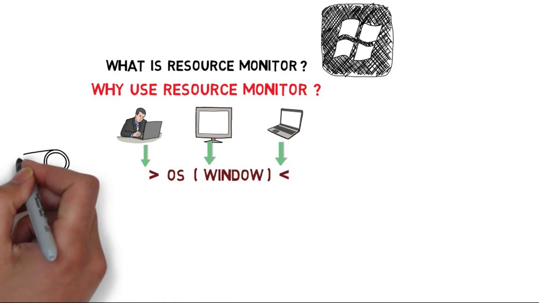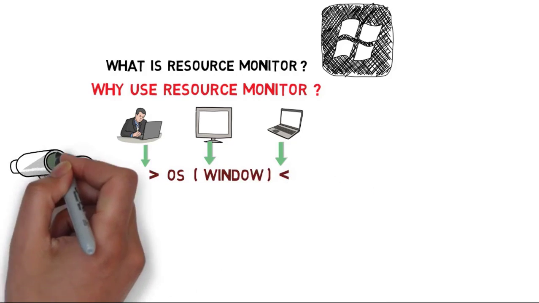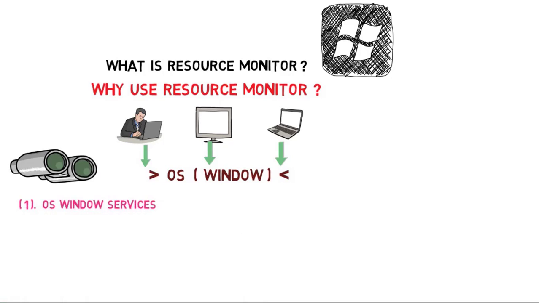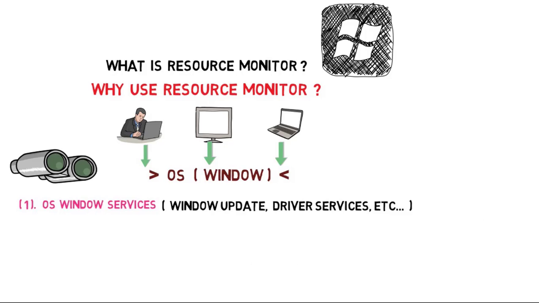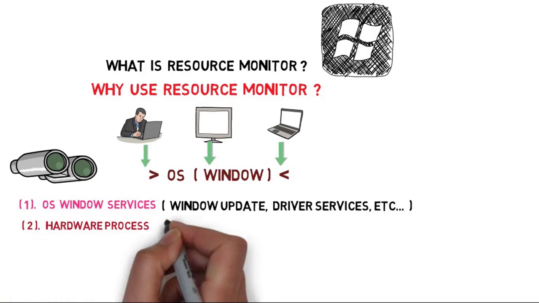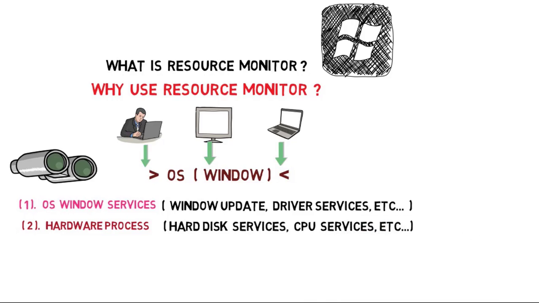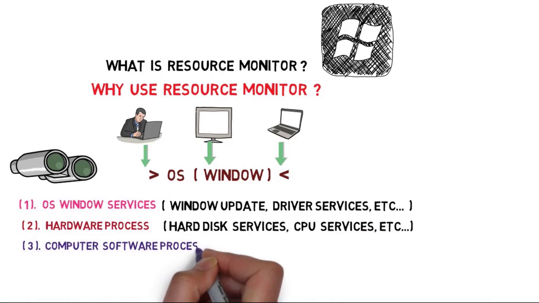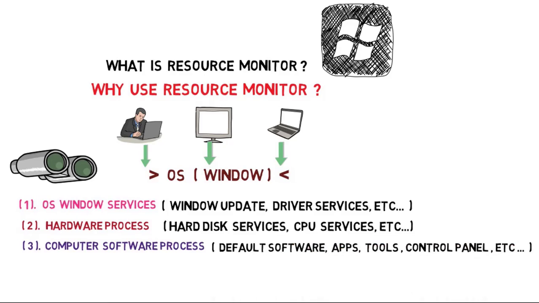In these, your resources such as driver files and document files run on the background side. So this is one type of Windows service. Check here, Windows Update, any driver service, everything is listed in Windows Resource Monitor. Hardware processes, such as hard disk services, CPU services, and some other services. Resource Monitor shows computer software program processes here, so this is a computer process, anything here.